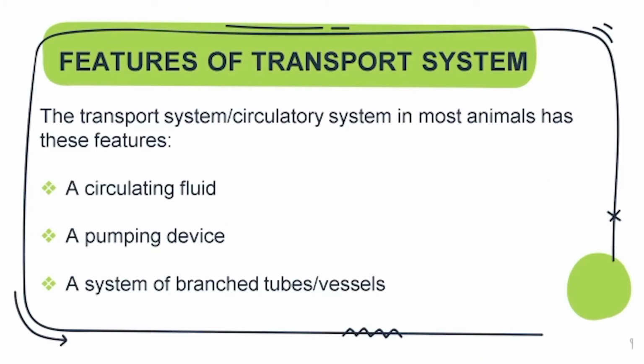What are the features of a transport system? Any transport system in the body of an organism should have these three major features. In an efficient transport system, there should be a circulating fluid, there should be a pumping device, and there should be a system of branch tubes or vessels. Now let me liken this to the water system in our homes.